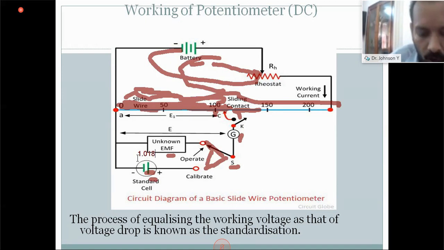1.0186 volt. That much volt. And this key is moving from here in such a way that when it reaches 101.86 centimeter from this position, the position of this key at the time is 101.86 centimeter from this position. That means the voltage drop from here to here is 1.0186 volt.